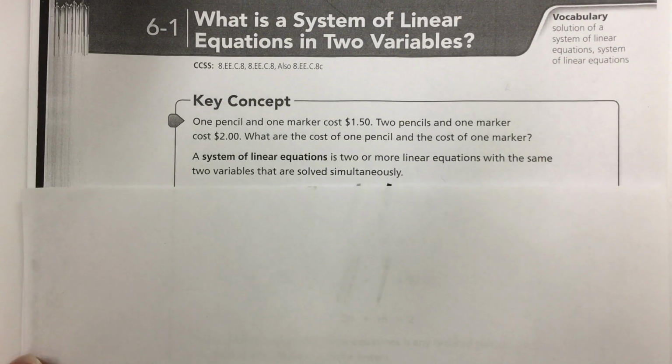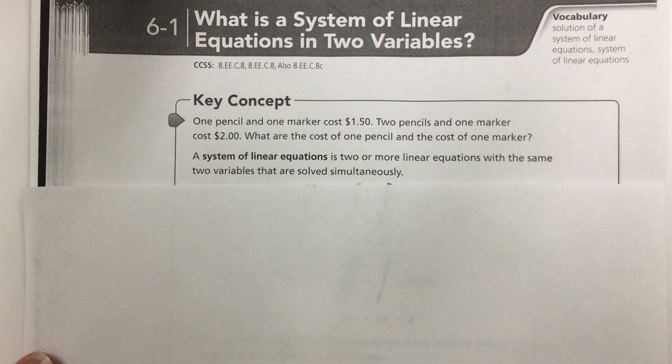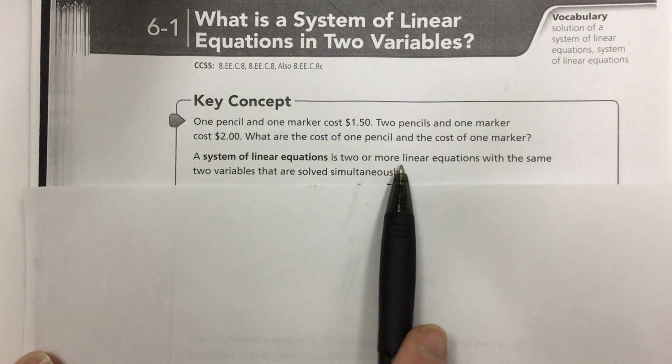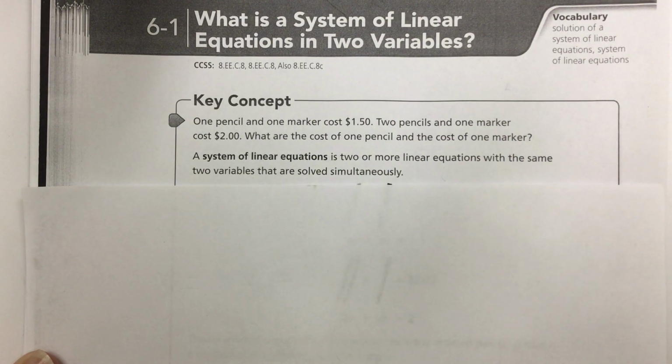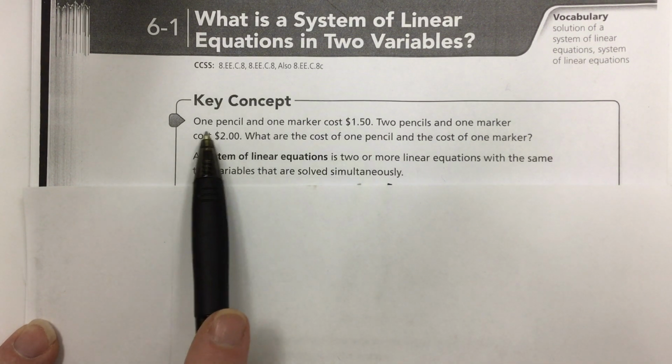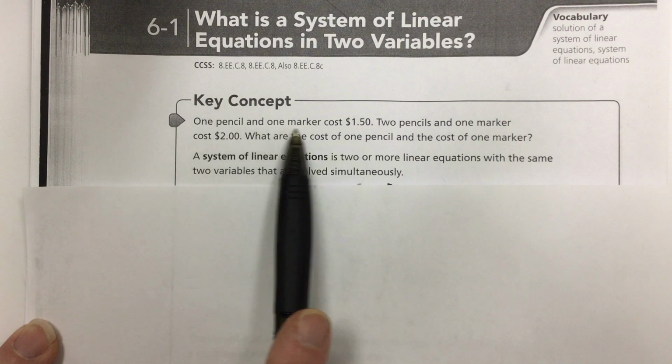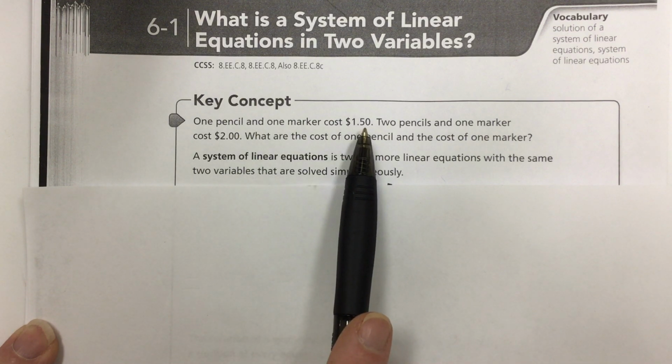So let's take down a definition. A system of linear equations is two or more linear equations with the same two variables that are solved simultaneously. So a system of linear equations is two or more linear equations. So let's look at the first sentence. One pencil and one marker cost $1.50.